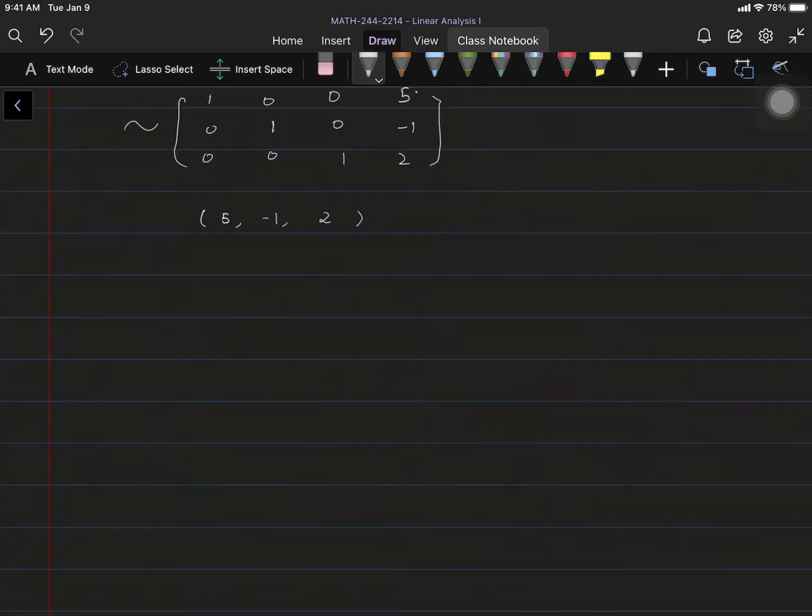Okay. In the future, you can use any method to solve a linear system. You can use Gaussian elimination, or you can use Gauss-Jordan elimination. Usually we just use Gaussian elimination and then use back substitution.